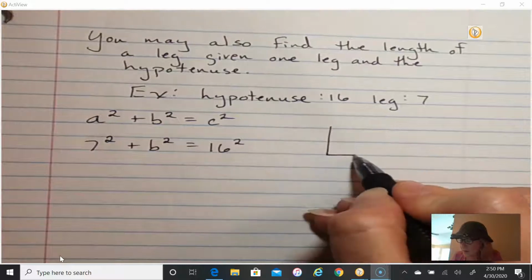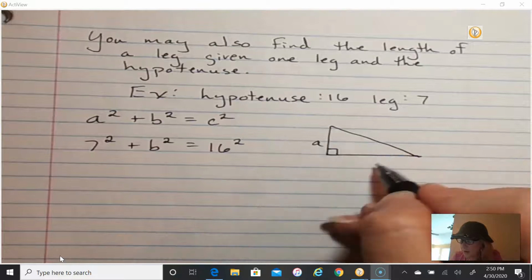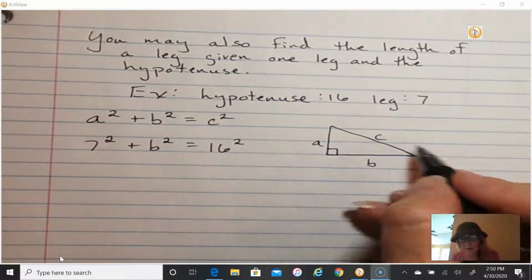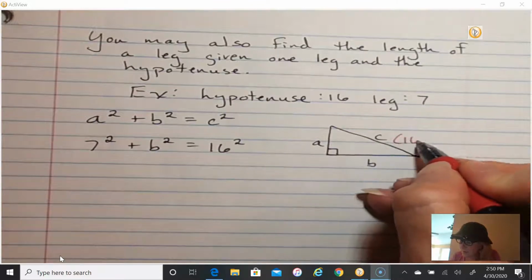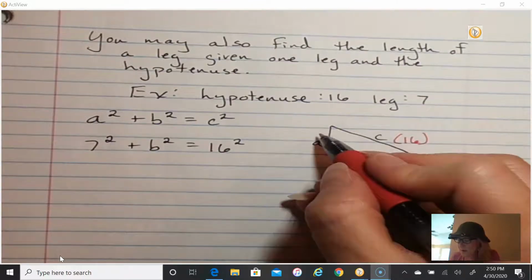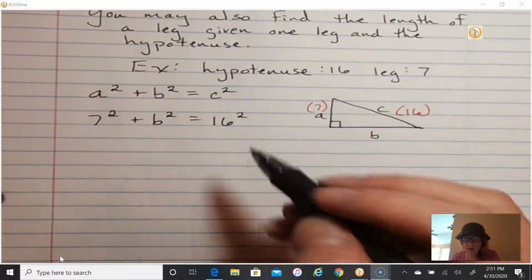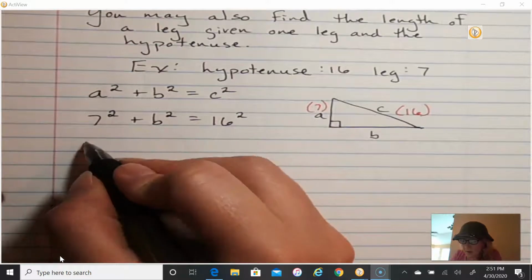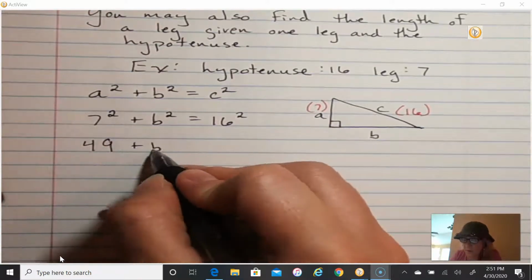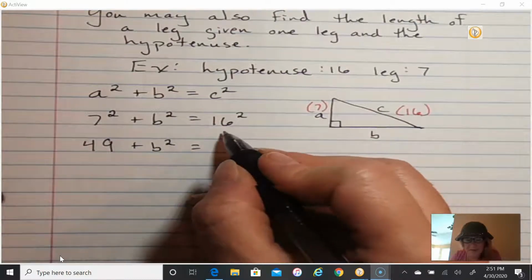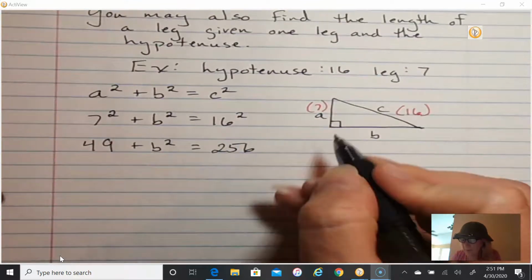So for example, I can draw my picture, and I would suggest y'all do it. It helps. A, B, and C. C is always the hypotenuse. They said 16 is the hypotenuse. It's C. One leg is 7. You can say it's B. Doesn't matter. All right, so 7 squared is 49, because 7 times 7 is 49. Plus B squared equals 16 times 16, 16 squared, is 256.